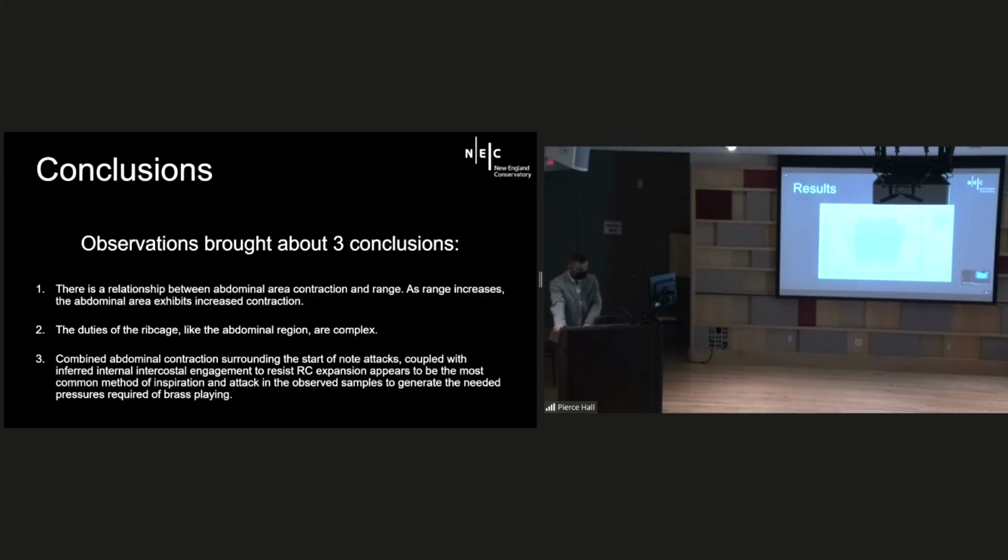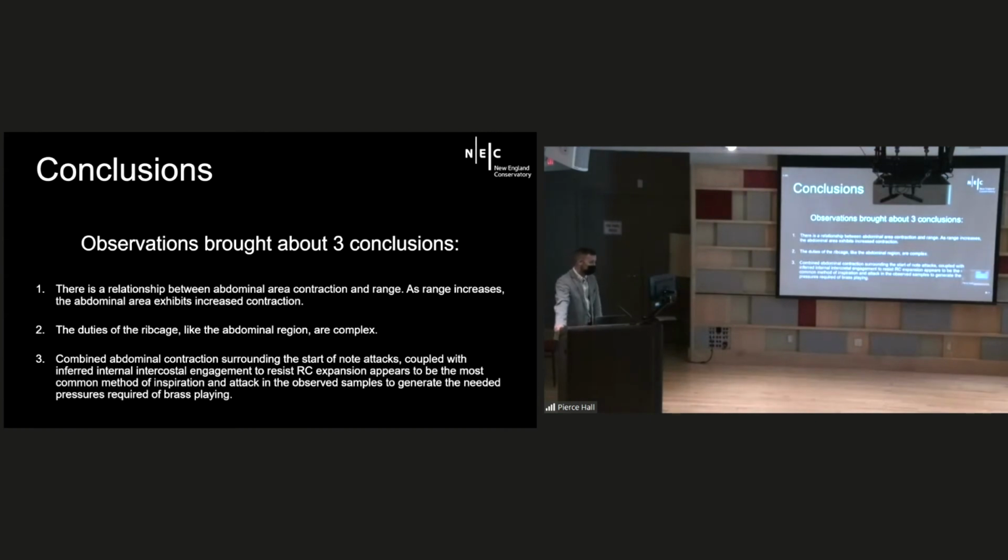That being said, I'm happy to offer 3 conclusions from this study. 1, there is a relationship between abdominal area contraction and range. As range increases, the abdominal area exhibits increased contraction. I'm hypothesizing that this is due to the fact that increased abdominal contraction is generating higher intraoral threshold pressures for the sounding of each note. Number 2, as we just discussed, the duties of the rib cage, like the abdominal region, are complex. 3rd, combined abdominal contraction surrounding the start of note attacks, coupled with the inferred internal intercostal engagement to resist that RC expansion, appears to be the most common method of inspiration and attack in the observed samples to generate the needed pressures required of brass playing.